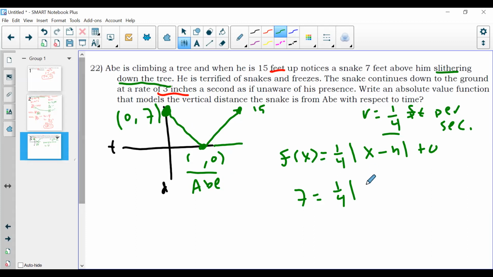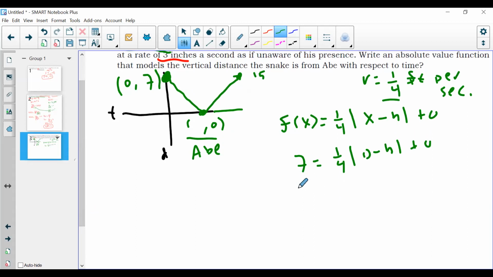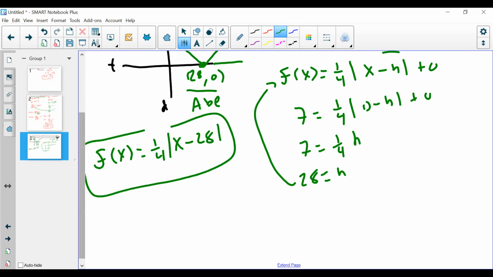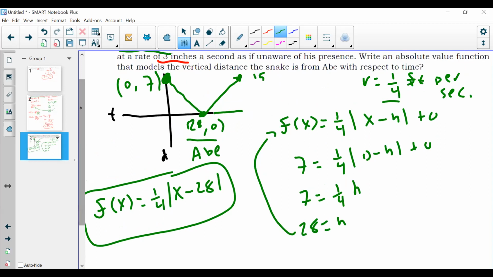So 7 equals 1/4 times the absolute value of 0 minus h, plus 0. 0 minus h is negative h. The absolute value of negative h is just going to give me h, times by 4, 28 equals h. So it takes 28 seconds for that snake to get to him, and that's what my h value is going to be. It's going to be 28. So plugging that back into my formula right here, we get f of x equals 1/4 times the absolute value of x minus 28 plus 0, but it's kind of irrelevant. Does that kind of make sense?